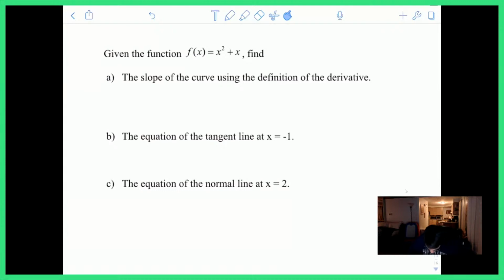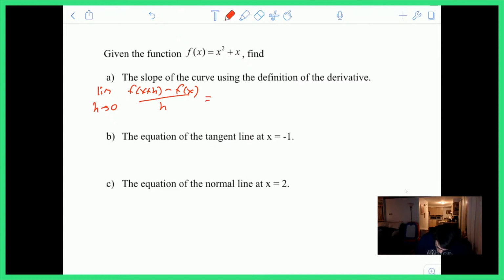Let's try this one. It says, given the function f of x equals x squared plus x, let's find the slope of the curve using the definition of the derivative. Let's then find the equation of a tangent at -1 and a normal at 2. Let's do this. So first of all, let's go ahead and use our definition of the derivative. So this is going to be the limit as h goes to 0 of f of x plus h minus f of x all over h.